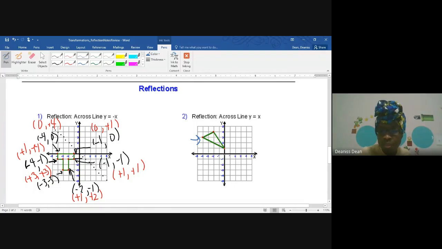So this is -4, 3. This one is 0, 1. And this one is -2, 4.